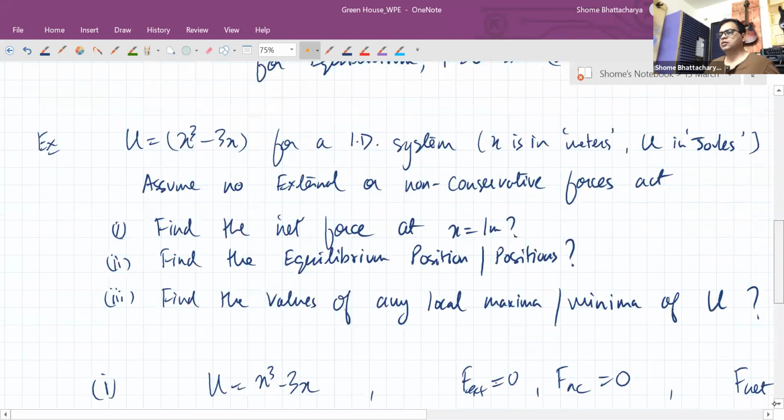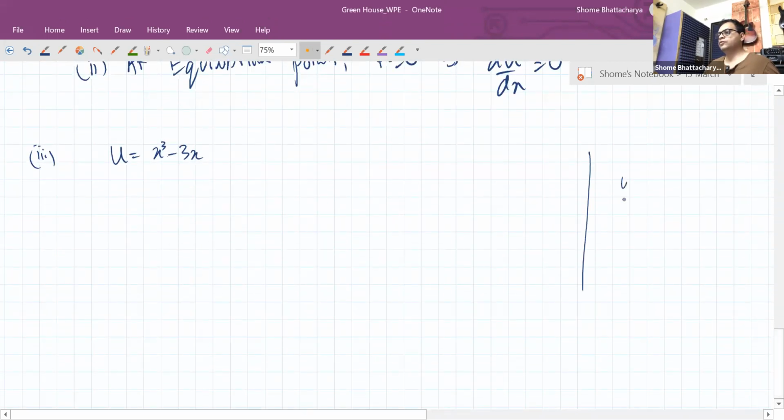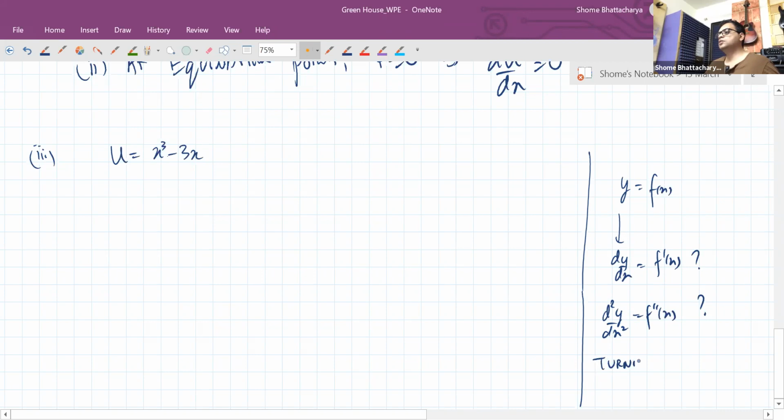Yeah. So now to calculate its local maxima minima, what we do, if y is a function of x, the first step is we find the derivative of the function, then second derivative of the function. Okay. Then what we do is we find what is called the turning points. That is the points where derivative is equal to 0. And at the turning points, we do second derivative test.